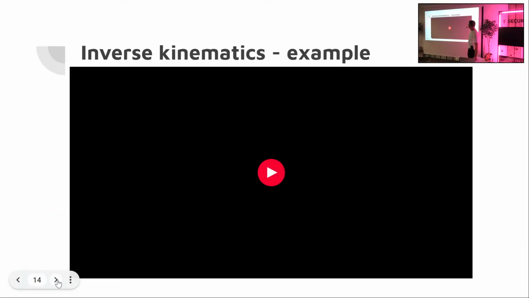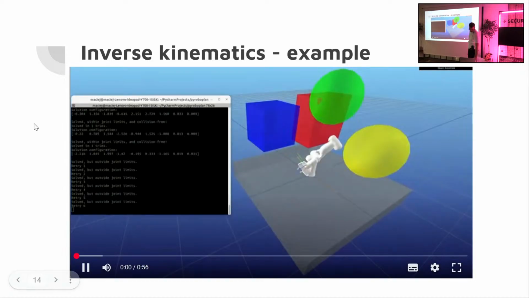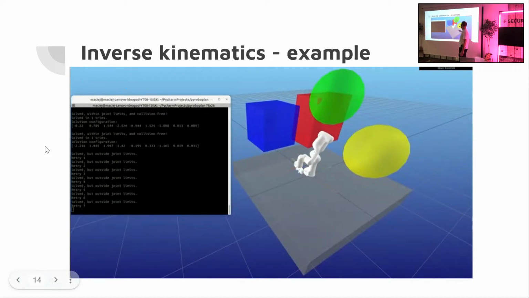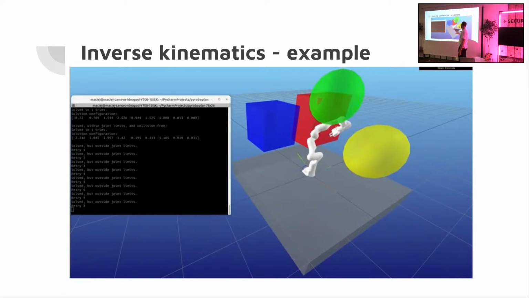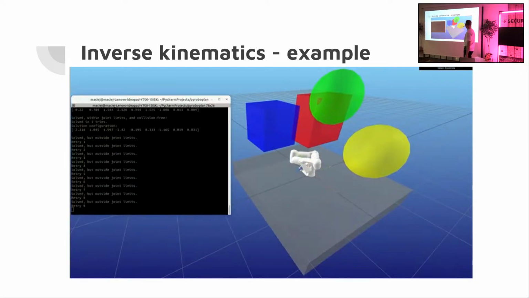So how does PyRoboPlan deal with inverse kinematics? Here the start point and goal point are random, and we can see how the robot tries to adjust to the goal point. It's only a dummy move, so you can see sometimes it's buggy.